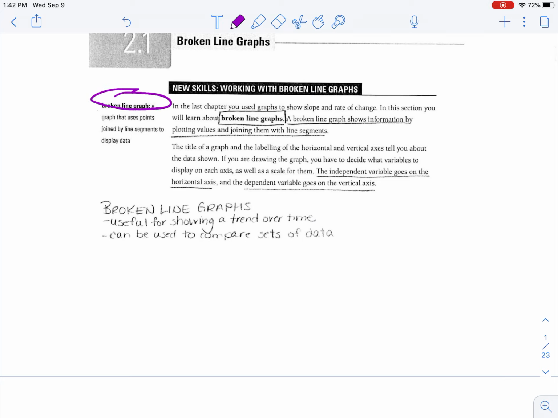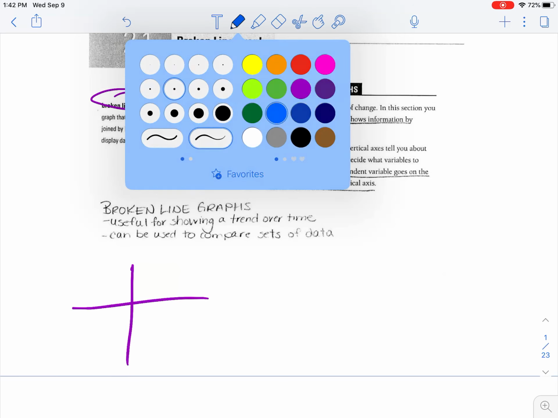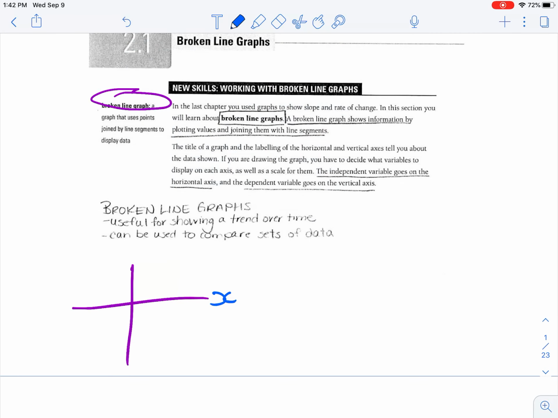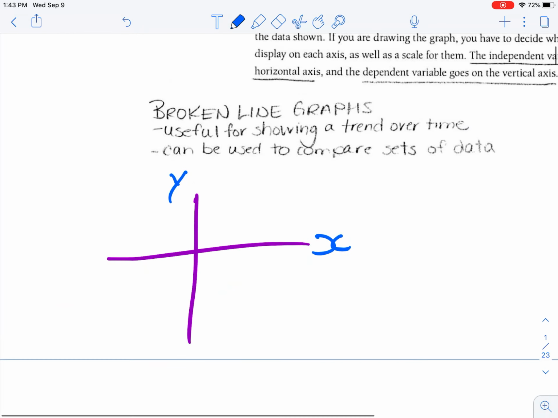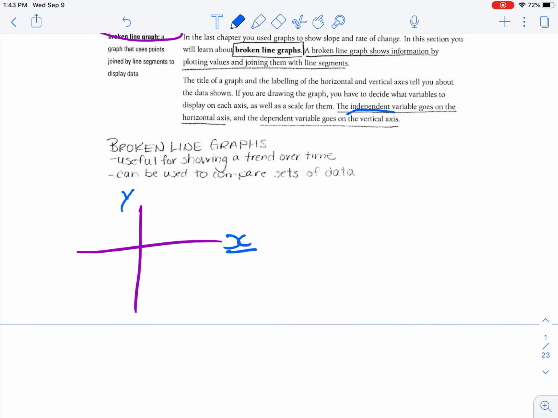So a broken line graph, you've all seen a broken line graph. Okay, so a broken line graph is simply where you have your x-axis and your y-axis. So remember that this guy here is your x and this is your y. Okay, you have your x and your y-axis. Now remember that you have an independent variable, which is always on the horizontal x-axis. So this is the independent variable. This guy here is your dependent variable.